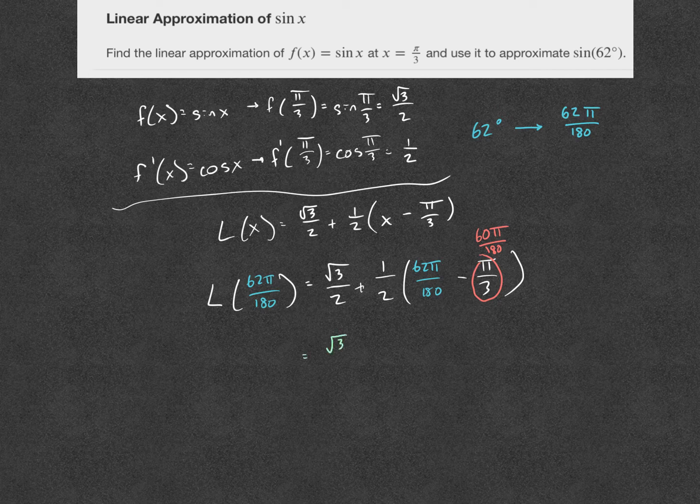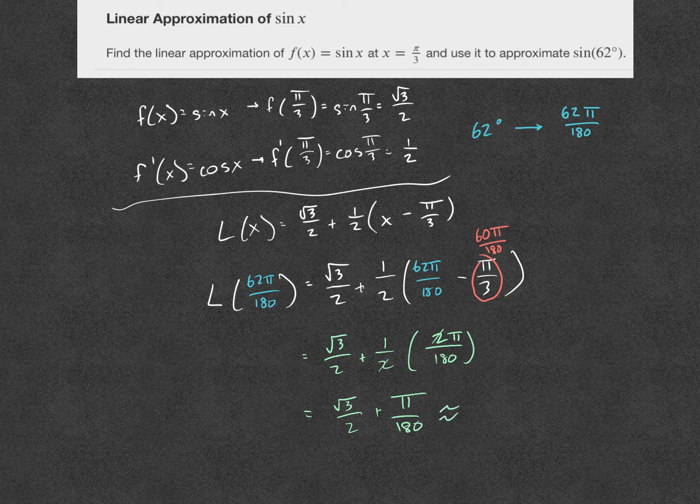So we get the square root of 3 over 2 plus a half. Inside of my parentheses, 62 pi minus 60 pi is 2 pi over 180. Let's keep simplifying here. If I do this times 2, those cancel out. All right. And let's see. So we have the square root of 3 over 2. Let's leave that over 2. I don't want to get another common denominator. Plus pi over 180. That's about as simplified as we're going to get.